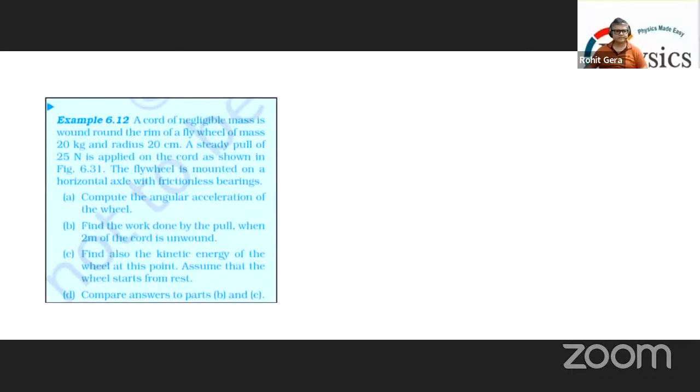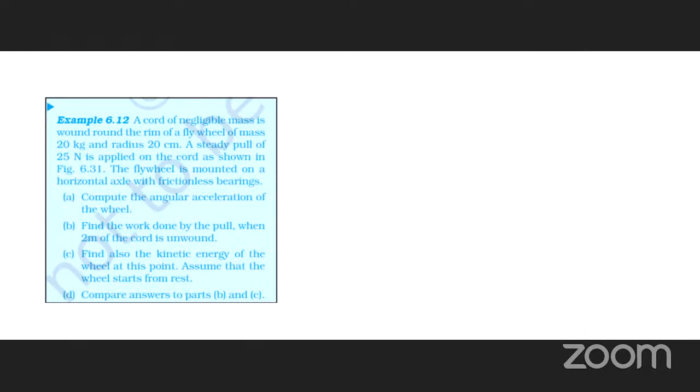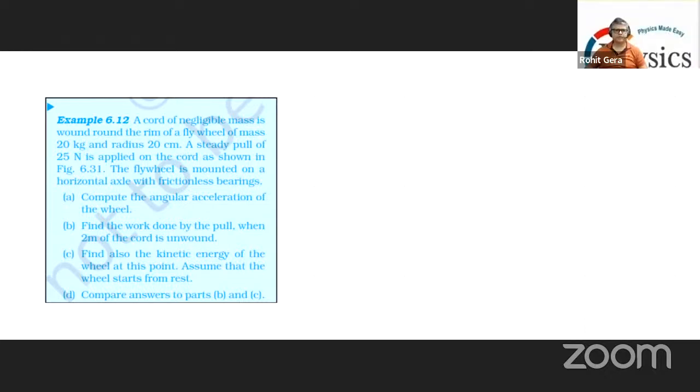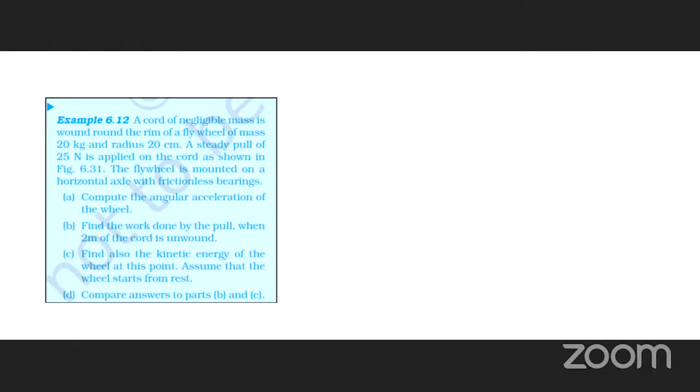Next question. कॉर्ड का. तो कॉर्ड होती क्या है? रस्सी. रस्सी.